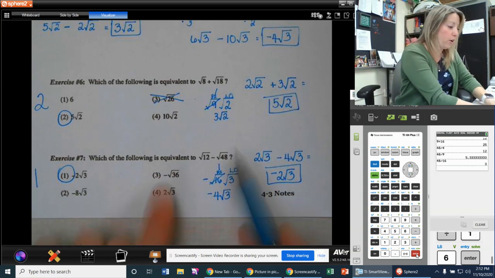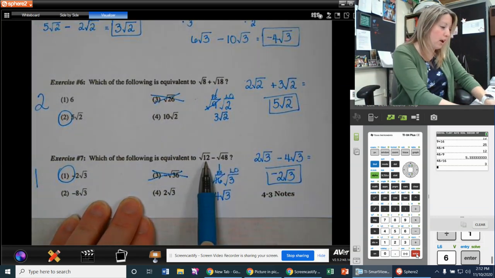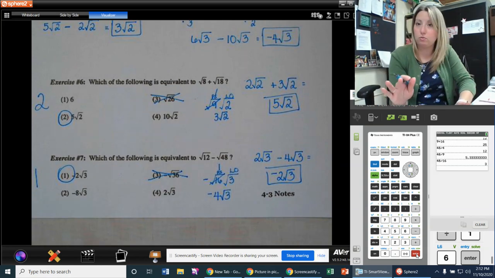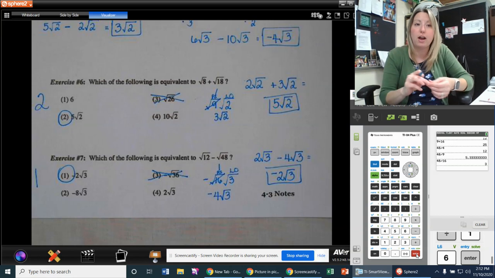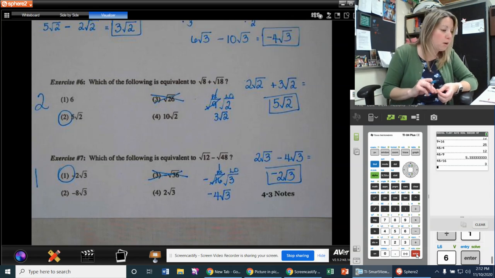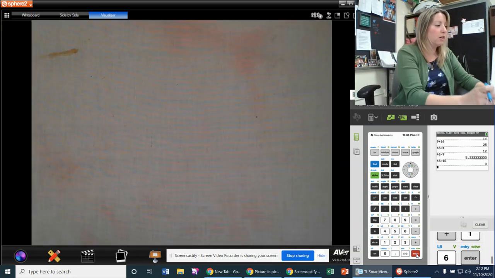Notice this choice, absolutely untrue. You cannot just subtract 12 and 48 that are the numbers under the radical. You can't do that. You have to simplify first, or you have to have like radicals of your already simplified radicands. Okay? So that is what you are practicing, my fine math analyzing friends.